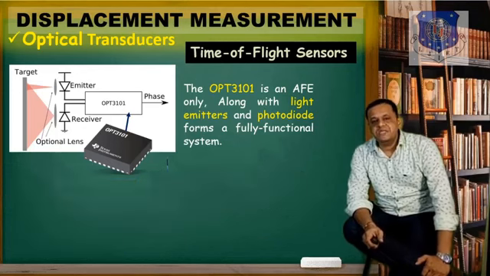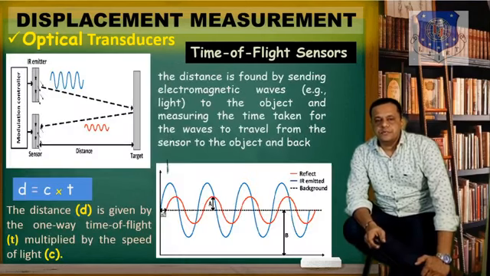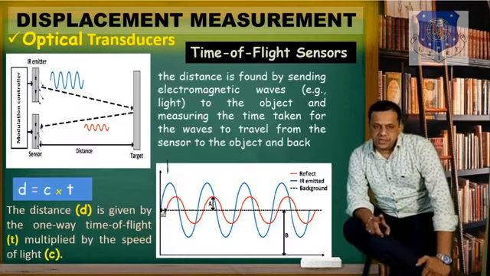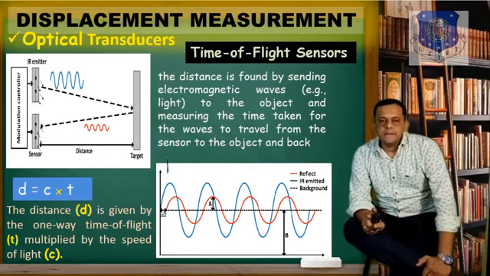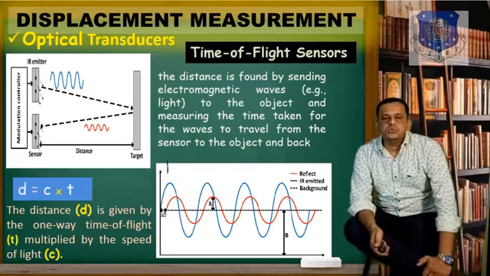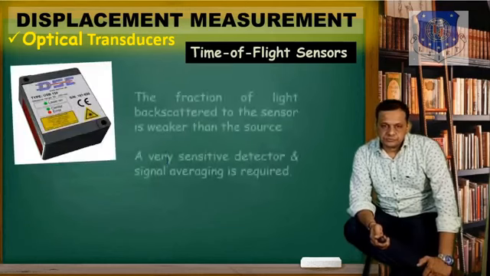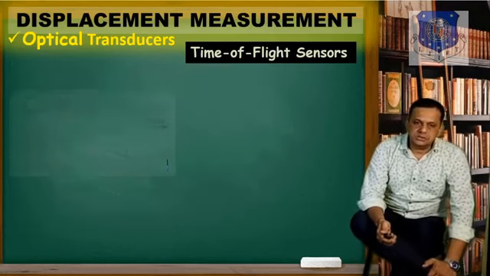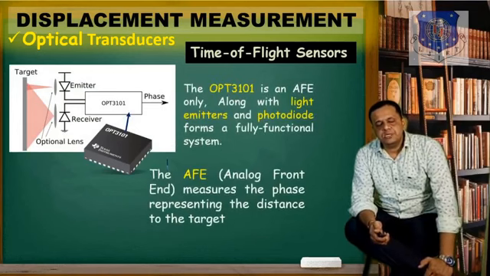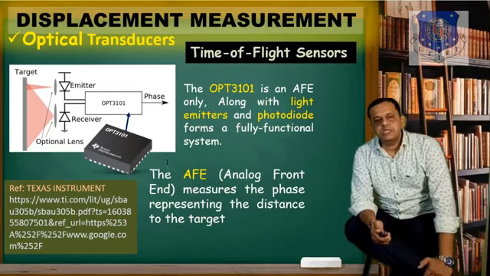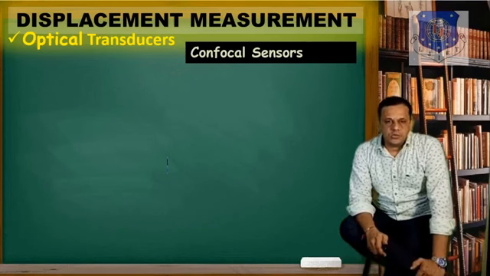Let me show you the previous slide where we saw this phase difference. Here you see the waveforms, the red wave and blue wave, which have a phase difference based on the distance, and that phase difference helps us detect the distance of the object. Let us go back to the slide. So this OPT is from Texas Instruments, one of the commercially available sensors that you can remember as part of your practical knowledge. Next is the confocal sensor.